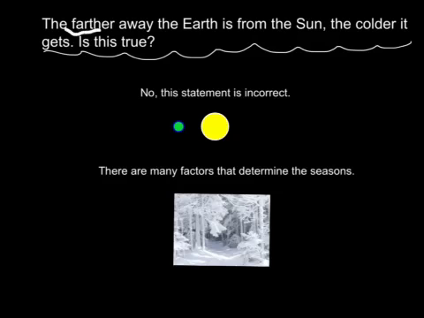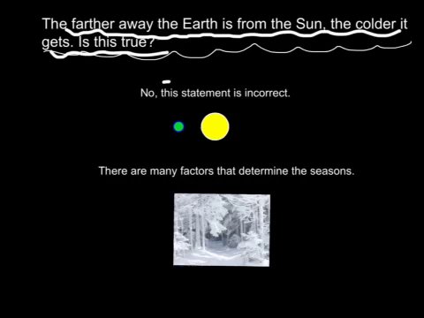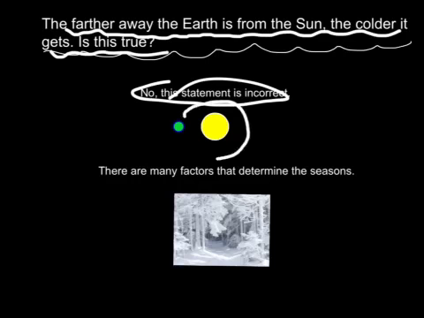Lastly, the farther away the Earth is from the Sun, the colder it gets. Is this true? No, the statement is incorrect. The Earth never changes its distance from the Sun. When it orbits, it always stays the same distance. How the Earth orbits is what plays a role in how the Earth has its seasons.